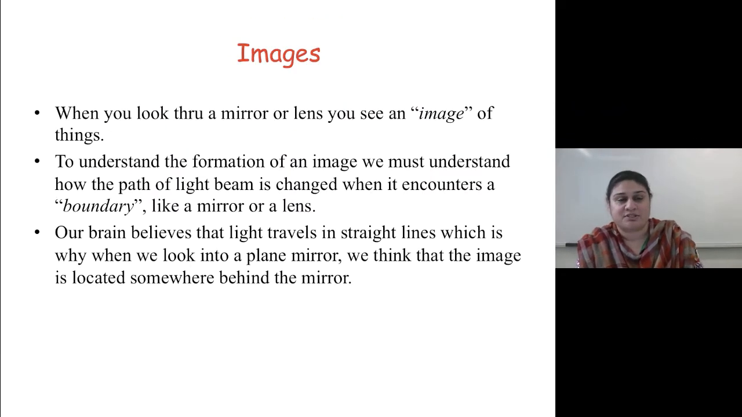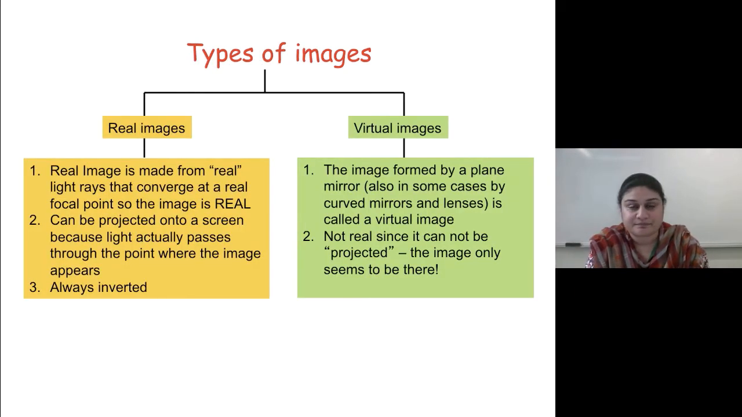Image formation by mirrors. So what are images? When you look through a mirror or lens, you see an image of things. To understand the formation of image, we must understand how the path of light beam is changed when it encounters a boundary like a mirror or a lens. Our brain believes that light travels in straight lines, which is why when we look in the plane mirror, we think that the image is located behind the mirror.